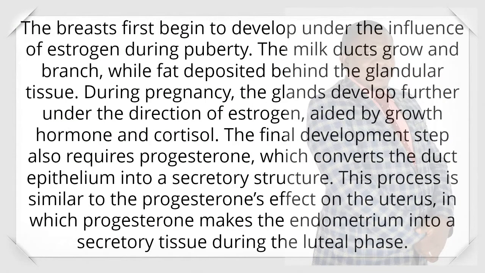The breasts first begin to develop under the influence of estrogen during puberty. The milk ducts grow and branch, while fat is deposited behind the glandular tissue. During pregnancy, the glands develop further under the direction of estrogen, aided by growth hormone and cortisol. The final development step also requires progesterone, which converts the duct epithelium into a secretory structure. This process is similar to progesterone's effect on the uterus, in which progesterone makes the endometrium into a secretory tissue during the luteal phase.